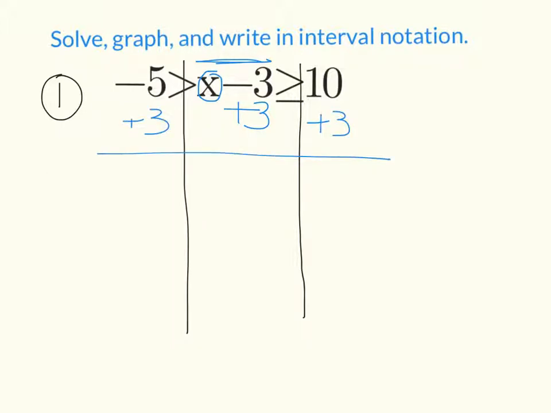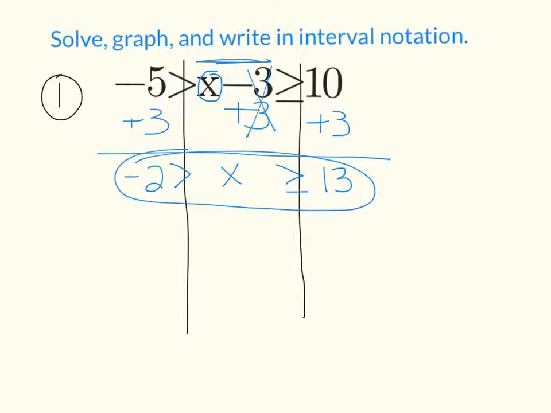All right, so the negative 5 plus 3 is negative 2. Bring down my inequality. X is left in the middle because those canceled. Bring down my inequality. 10 plus 3 is 13. Now x is by itself, so this is my answer.